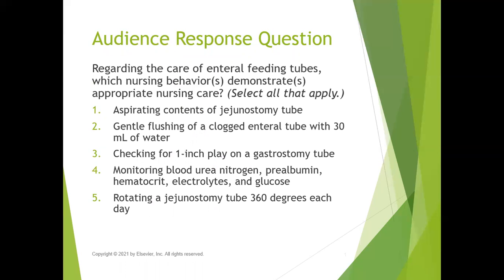Here's an audience response question. I will read the question and allow pause for you to come up with your response. Regarding the care of enteral feeding tubes, which nursing behavior demonstrates the appropriate nursing care? Number one, aspirating the contents of a J tube, number two, gentle flushing of a clogged enteral tube with 30 milliliters of water, number three, checking for a 1-inch play on a G tube, number four, monitoring blood urea nitrogen, prealbumin, hematocrit, electrolytes, and glucose, or number five, rotating a jejunostomy tube 360 degrees each day.